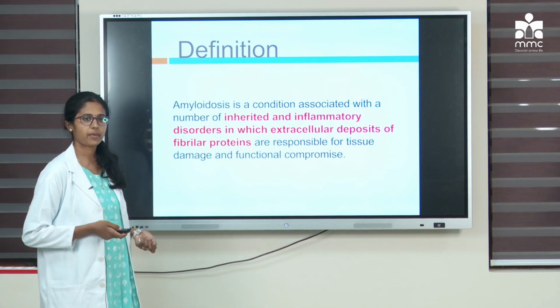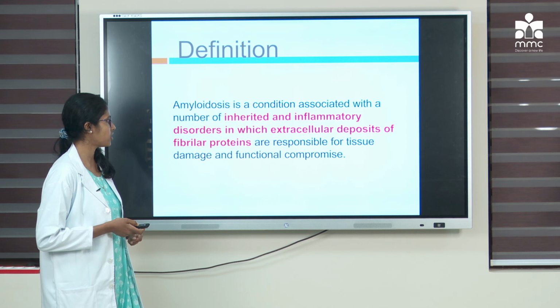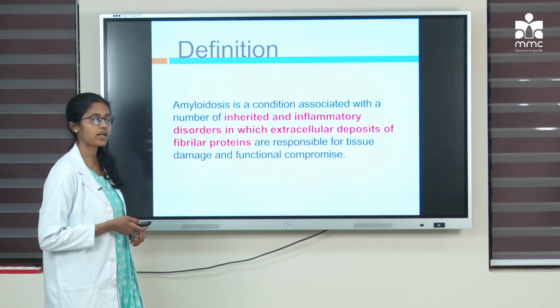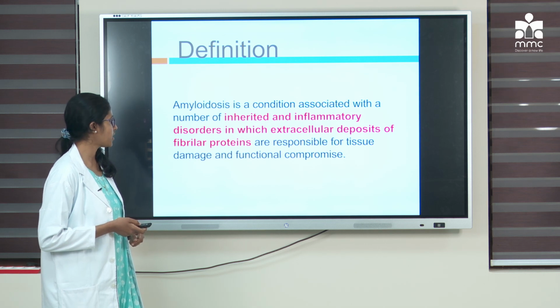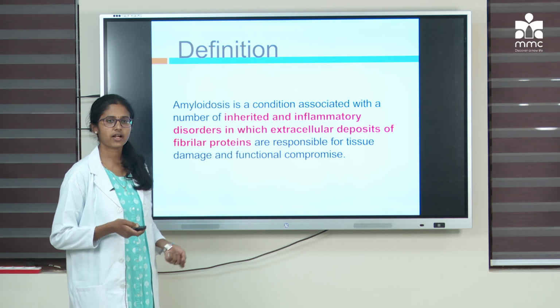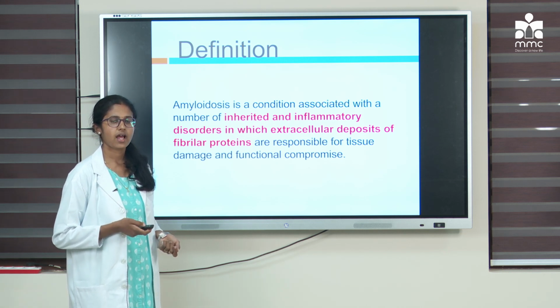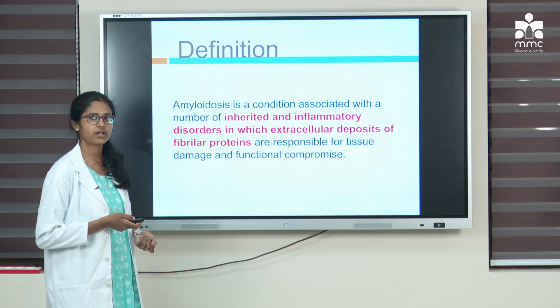So what is amyloidosis? Amyloidosis is a condition associated with a number of inherited and inflammatory disorders in which the extracellular deposits of fibrillar proteins are responsible for tissue damage and functional compromise. So there is extracellular deposition of fibrillar proteins and it is responsible for damage and functional compromise of the organs where it is being deposited.